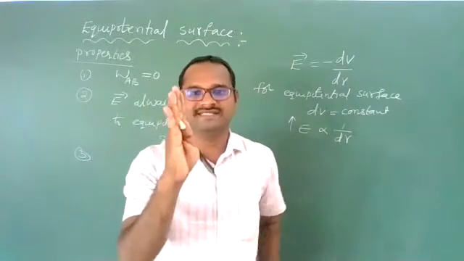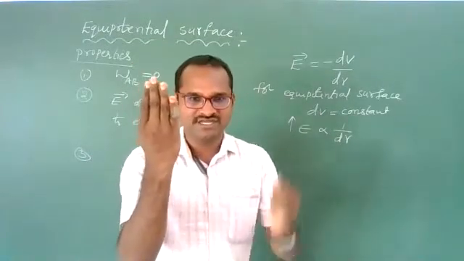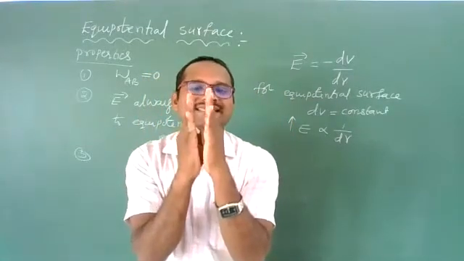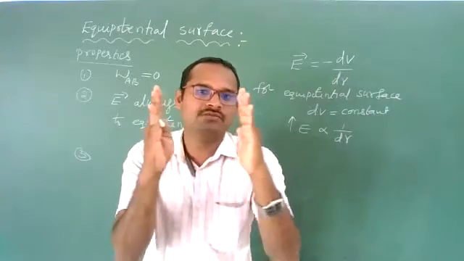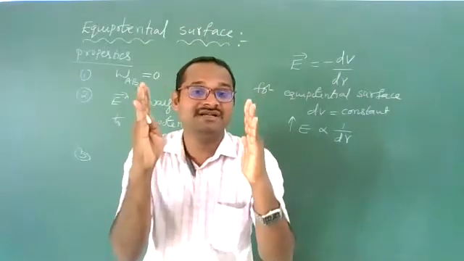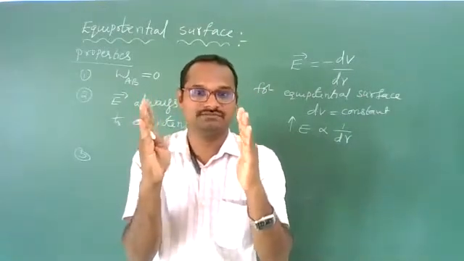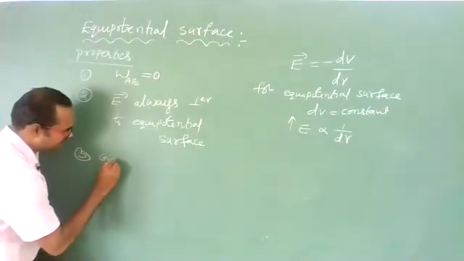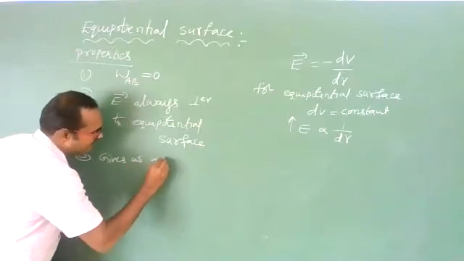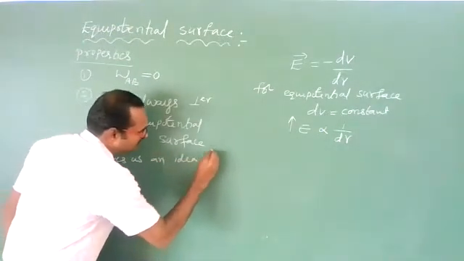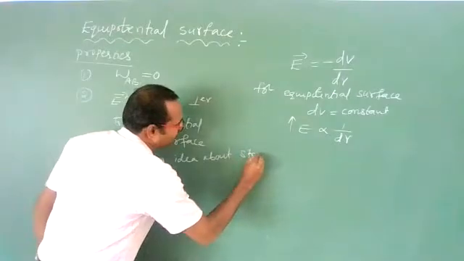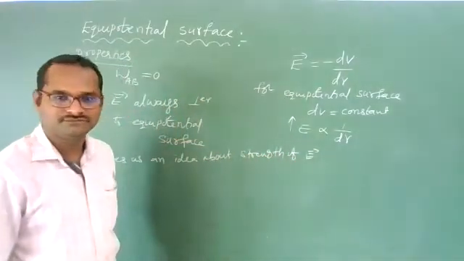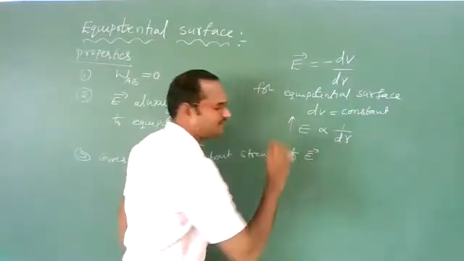Imagine this is my hand, this is one equipotential surface, and this is another equipotential surface. If these two are separated by a small distance, in this region the electric field is more. If these two are separated by more distance, then the electric field strength will be less in this region. That is the meaning. Equipotential surfaces give us an idea about the strength of the electric field. Clear?